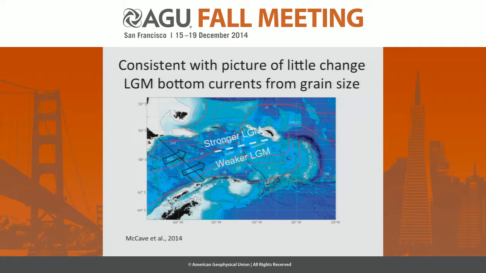So not too much changed, but perhaps a little bit weaker ACC is consistent with the picture that Nick McCabe published earlier this year based on sortable silt, showing not much change in the near bottom energy in the Drake Passage.